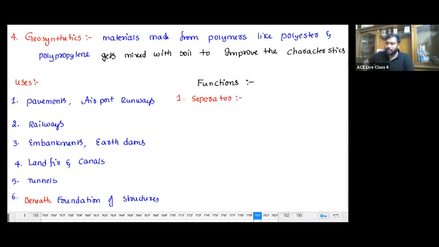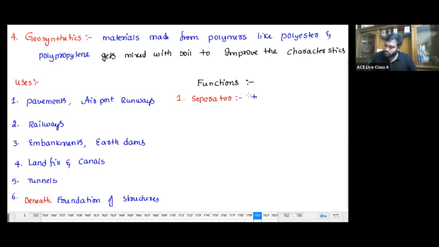As a separator. You see, I can use this geosynthetic to separate the soil mass, or to prevent the soil mass from mixing. Geosynthetics can be used as separators. How, sir? In the case of road construction or pavement construction, you know that there is a subgrade, subbase, and base course. And between every course, in order to prevent the mixing of the soils, we provide a geosynthetic.